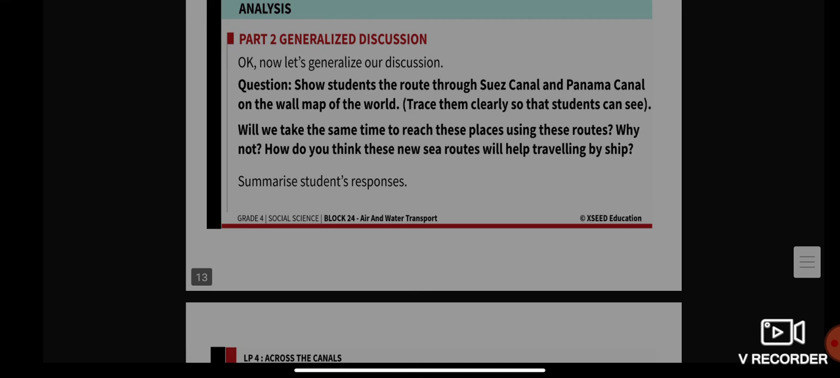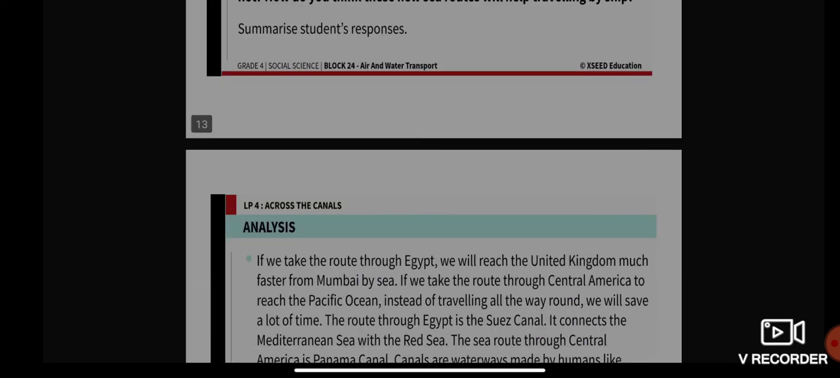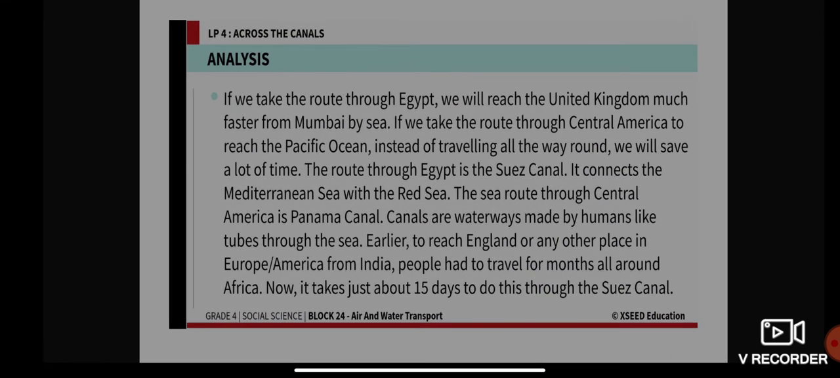So will we take the same time to reach this place using the route? Why not? And how do you think these new routes will help traveling by ship? Listen here again. If we take the route through Egypt, we will reach the United Kingdom much faster, as I have shown to you, from Mumbai by sea. And if we take the route through Central America to reach the Pacific Ocean, instead of traveling all the way around, we will save a lot of time, as shown in the picture.